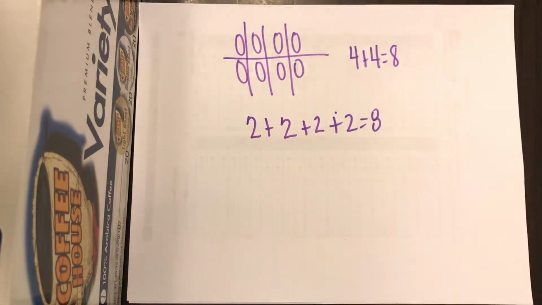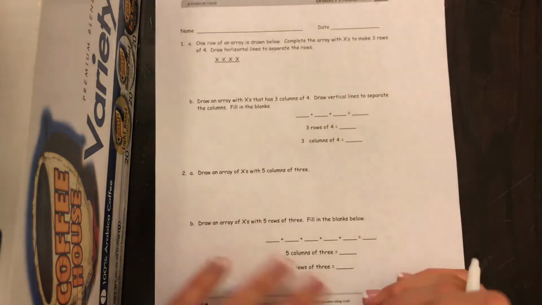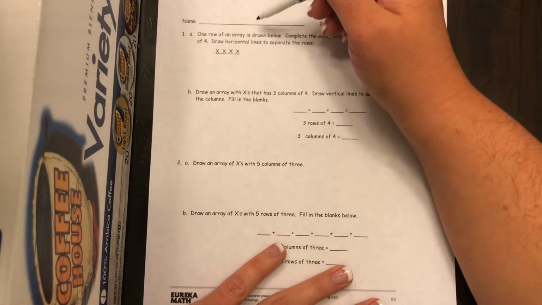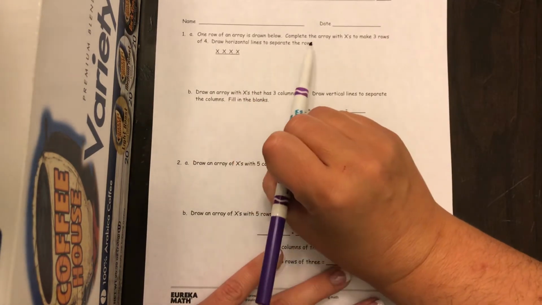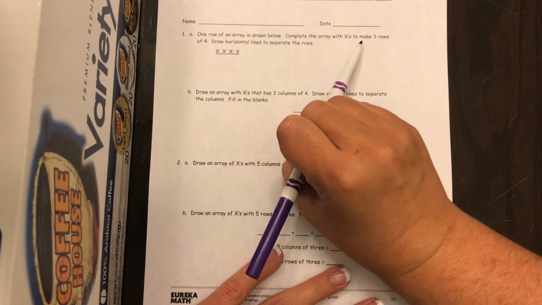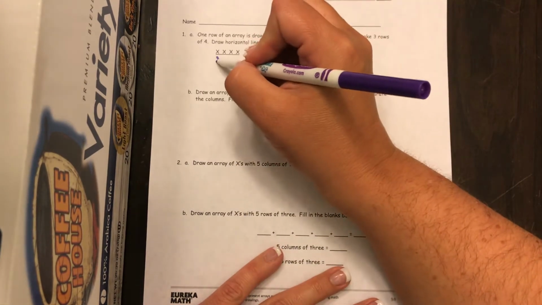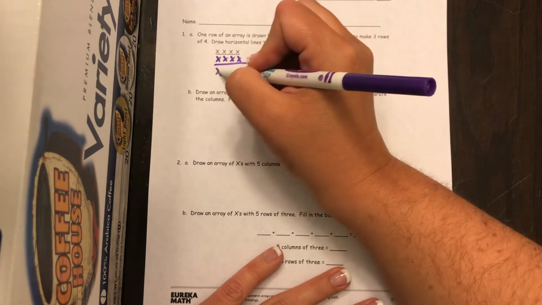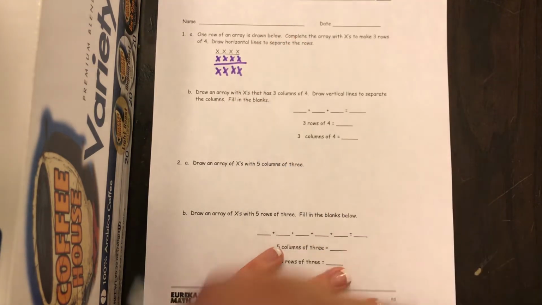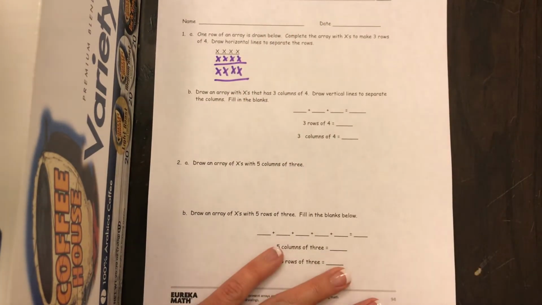So I'm going to show you what you're going to be doing. It says 1 row of an array is drawn below. So you see my row of 4. Complete the array with X's to make 3 rows of 4. So we already have 1. There's another row. And there's another row. Draw horizontal lines to separate the rows, which that's what we did.